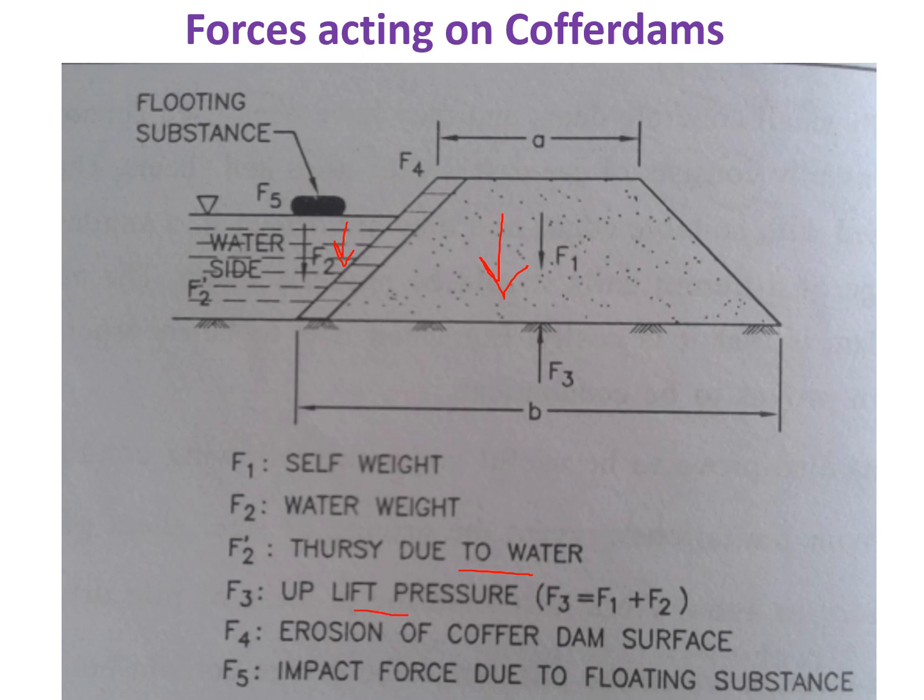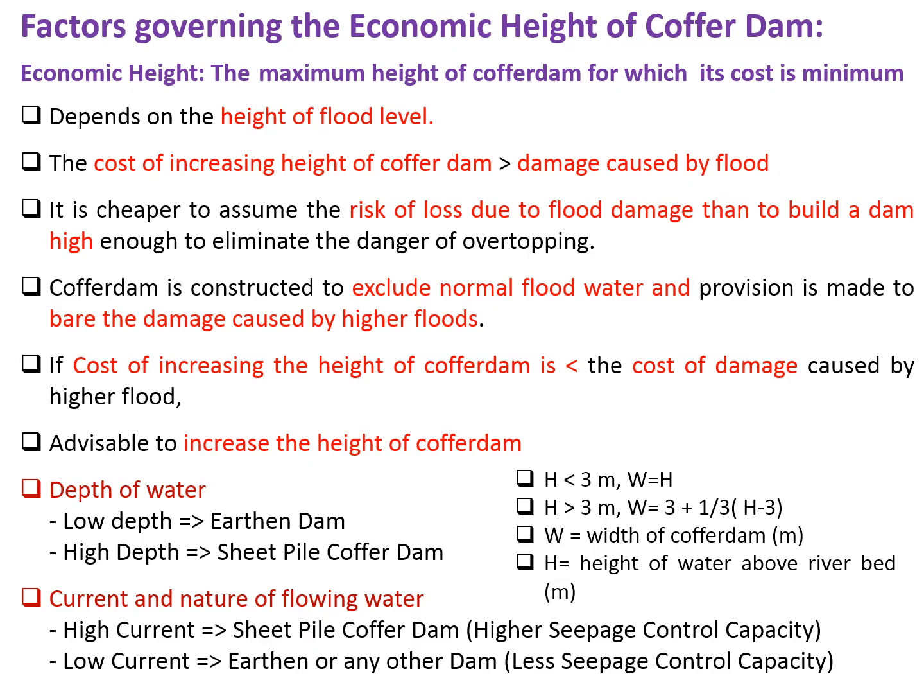Next is uplift pressure, that is F3. This uplift pressure is equal to F1 plus F2. F4 is erosion of cofferdam surface, so that is considered erosion. Then F5 is the impact force due to floating substance, if some floating substances are there that are going to affect it. So these are the forces to be considered for the design of cofferdam.